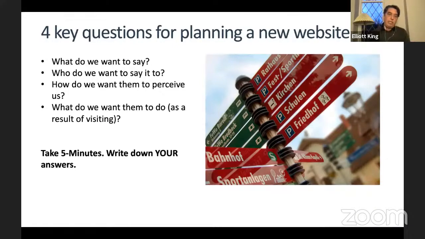But then I suppose the pragmatic thing to consider when we're talking about a marketing website particularly is what do we want them to do as a result of visiting.